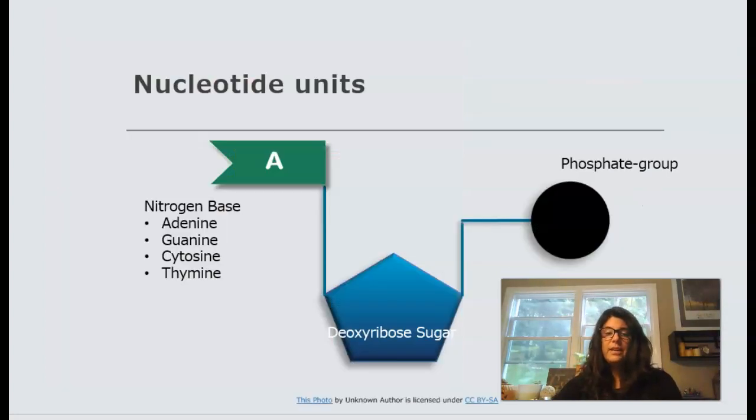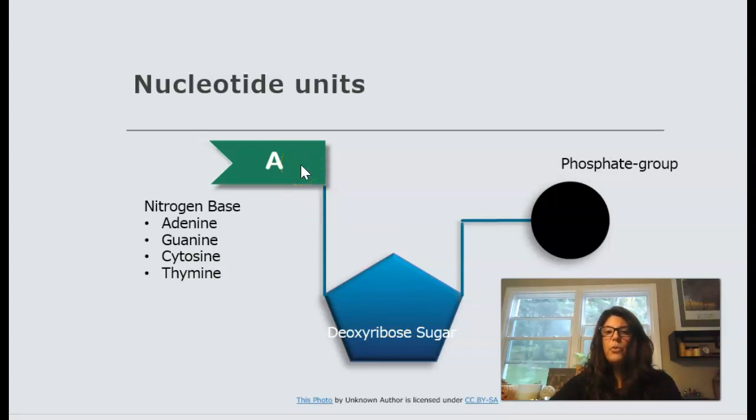Each strand of DNA is made up of chains of units, and each unit is called a nucleotide. A nucleotide has three main parts: a phosphate group, which is located over here, the deoxyribose sugar, which I already mentioned, which is a 5-carbon structure, and then a nitrogen base. The phosphate group and the deoxyribose sugars are the same in every single nucleotide unit along a strand of DNA.